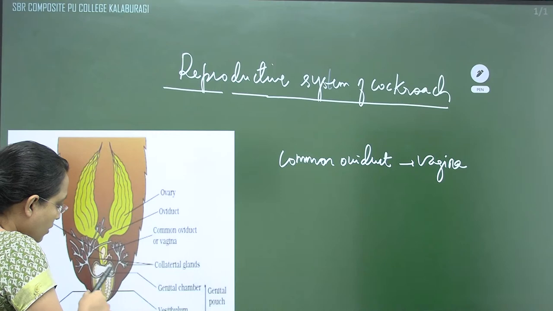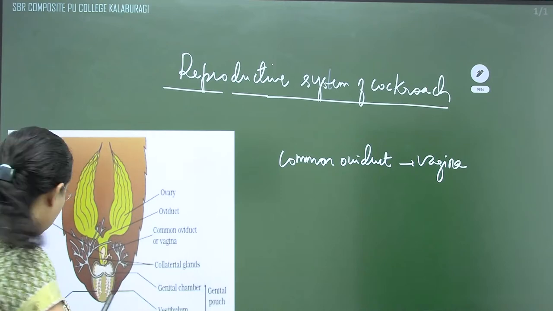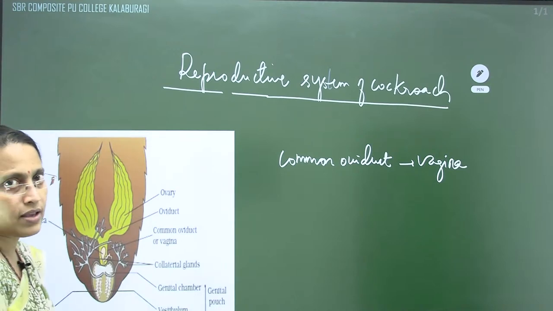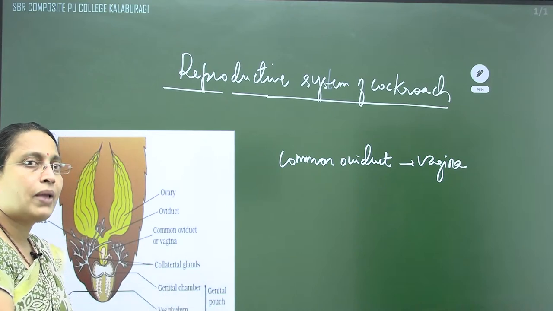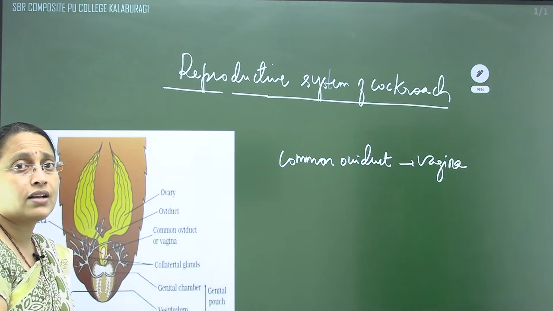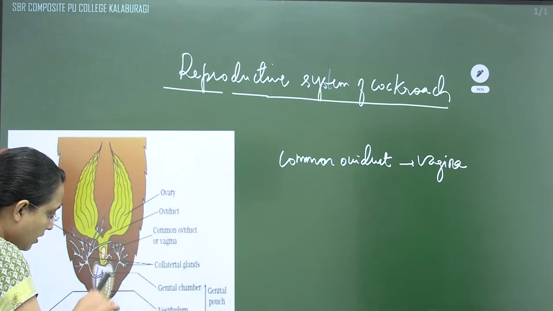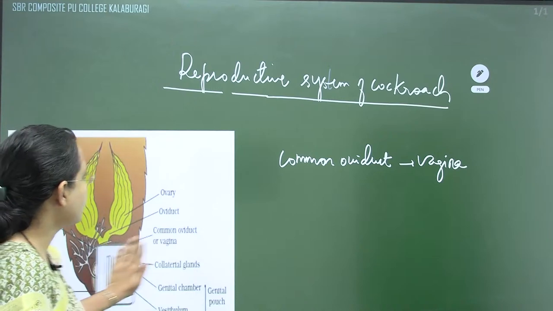And the female genital pore also is surrounded by chitinous structures. They are called female gonapophysis, which acts as the female external genitalia, whereas male gonapophysis acts as the male external genitalia. So this gonopore is surrounded by these phallomeres or gonapophysis.